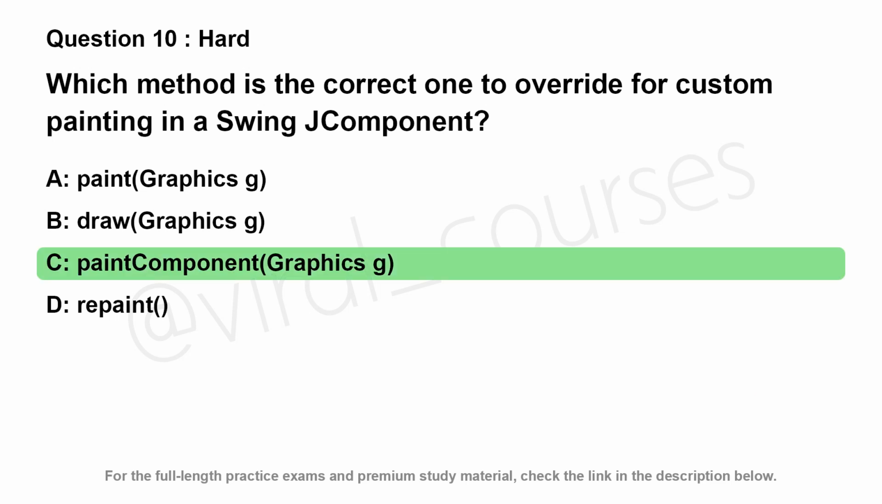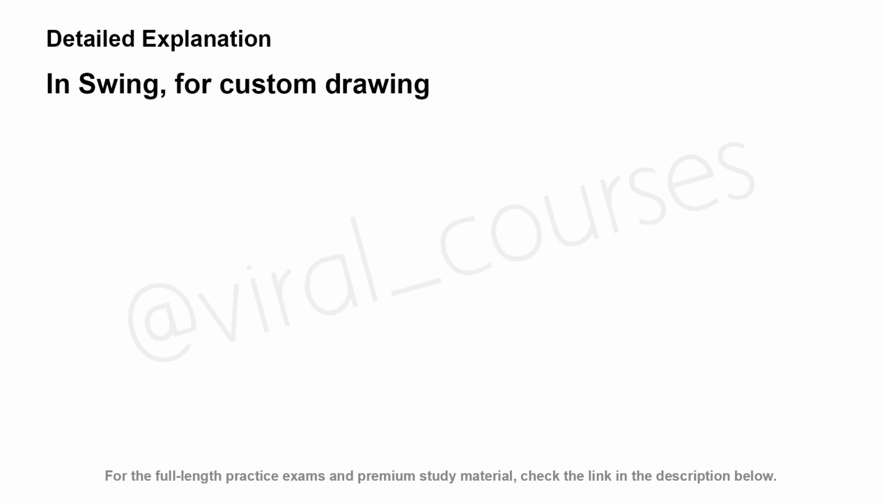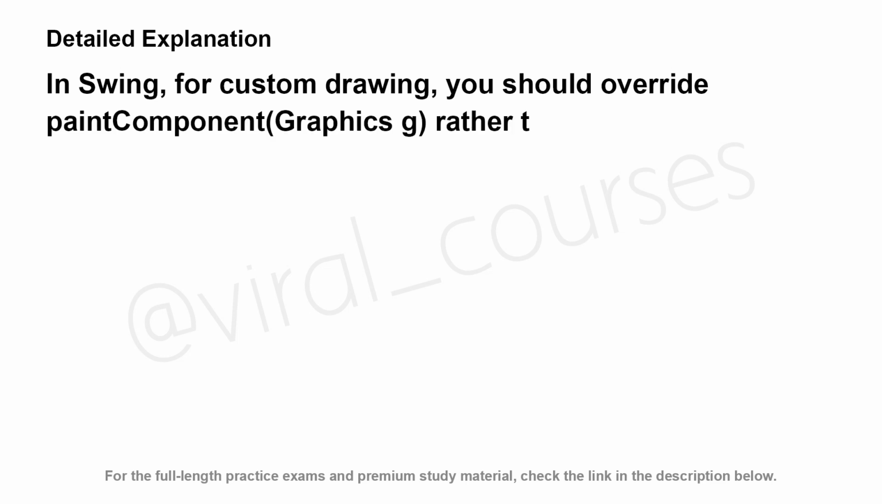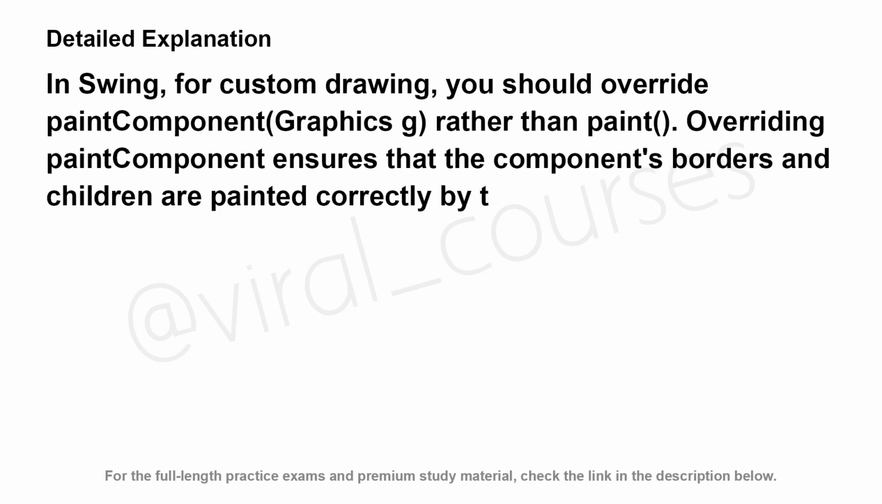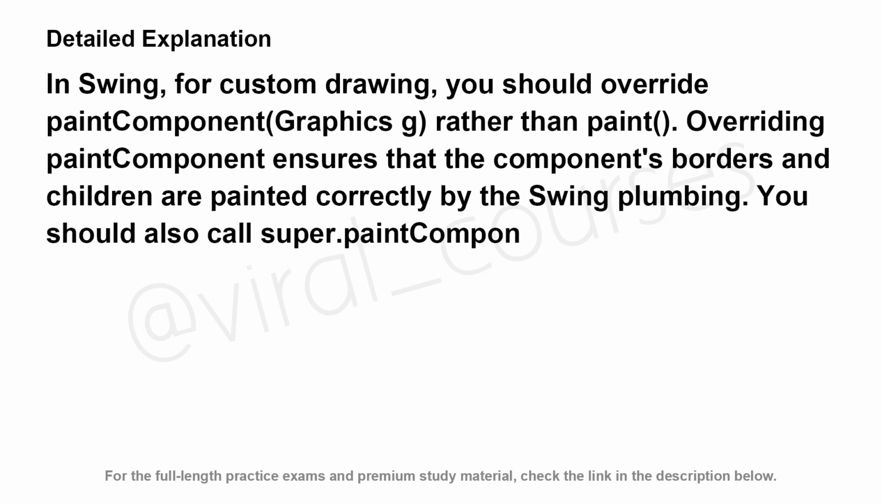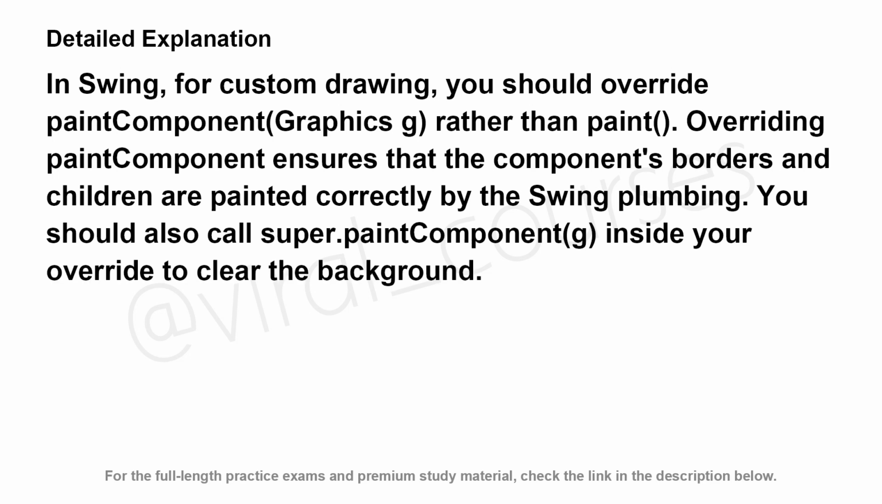The correct answer is C. In Swing, for custom drawing, you should override paintComponent(Graphics g) rather than paint. Overriding paintComponent ensures that the component's borders and children are painted correctly. By the Swing plumbing, you should also call super.paintComponent(g) inside your override to clear the background.